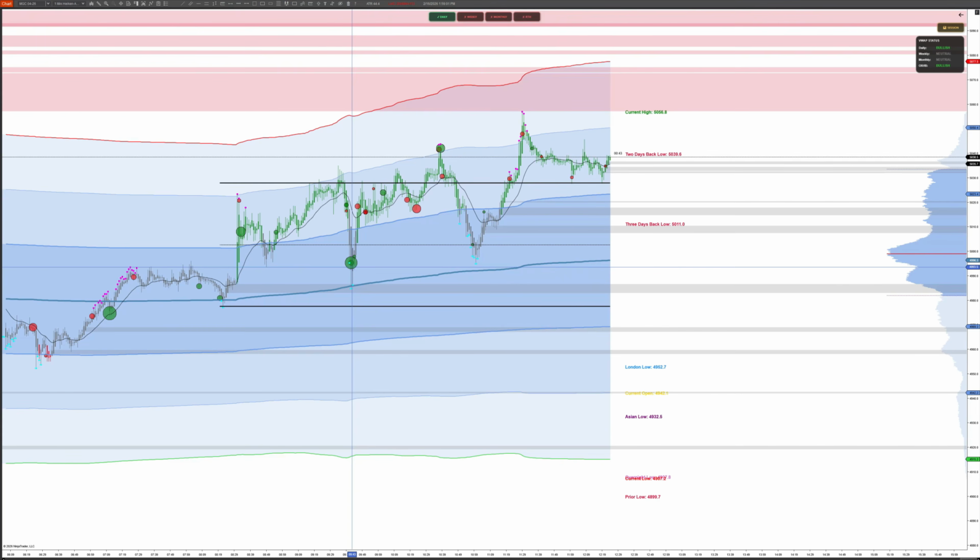So what this is trying to do here is we're trying to use these as extra confluence around areas that we were already considering of trading. So let's look right back here.